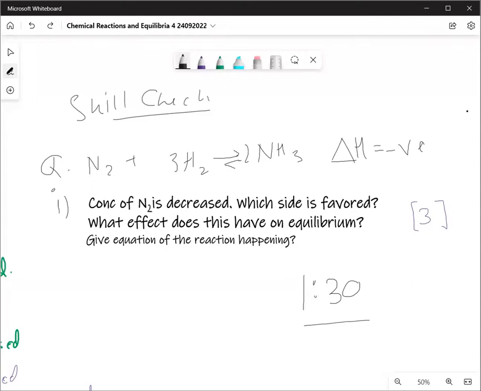What is the progress? Sir? Yes. So you mean to ask what effect does this have on equilibrium? You mean to ask whether it is forward or backward, right? Yes.